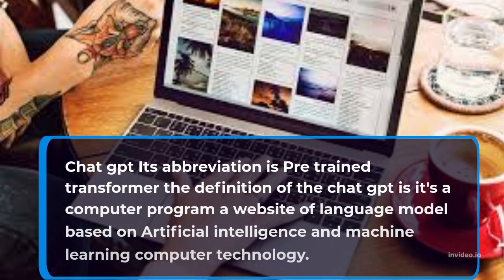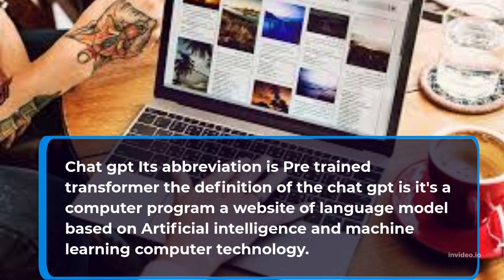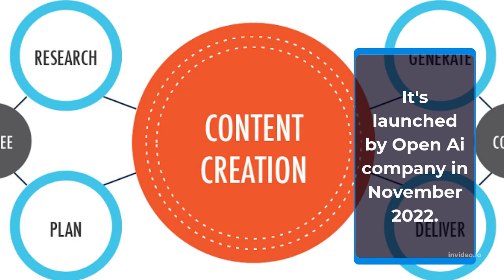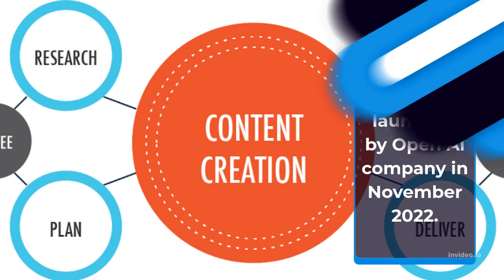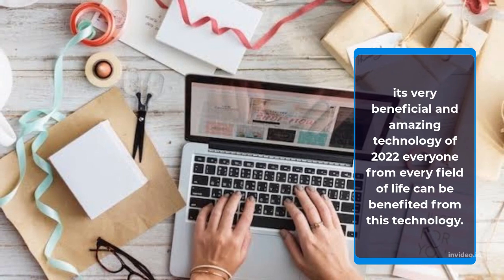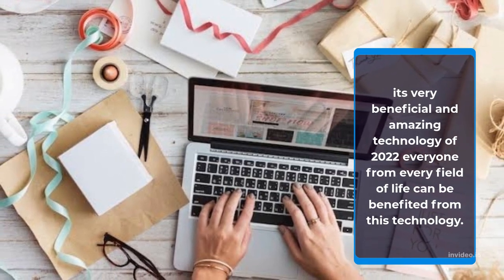ChatGPT, its abbreviation is Generative Pre-trained Transformer. The definition of ChatGPT is it's a computer program, a website of language model based on artificial intelligence and machine learning computer technology. It's launched by OpenAI company in November 2022. It's very beneficial and amazing technology of 2022. Everyone from every field of life can be benefited from this technology.